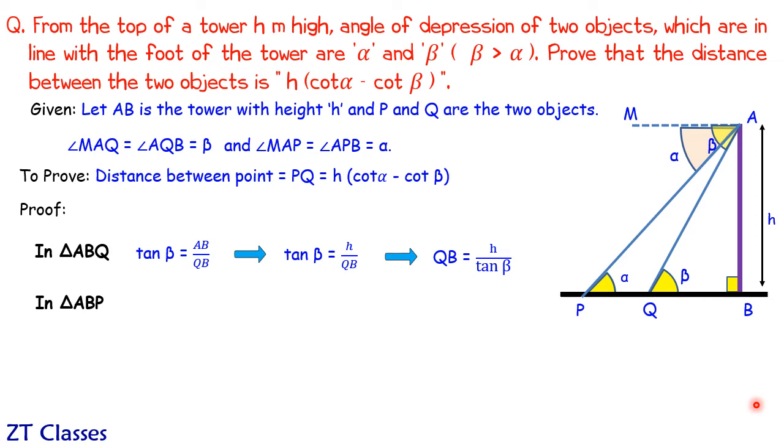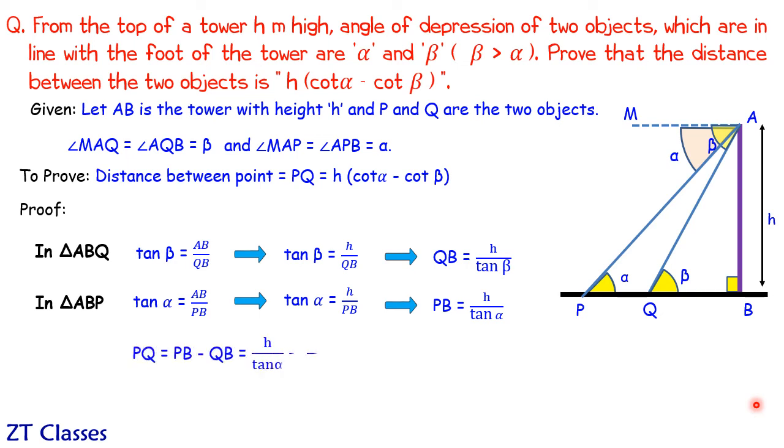Which ratio? tan alpha. tan alpha is AB upon PB. AB is nothing but H, so tan alpha is H upon PB, and let's cross multiply to get the value of PB as H upon tan alpha. But what do we have to find? We have to find PQ. So PQ is the same as PB minus QB, and let's replace those values. So we are getting H upon tan alpha minus H upon tan beta.